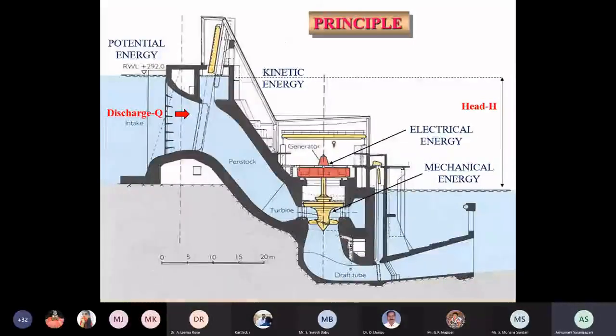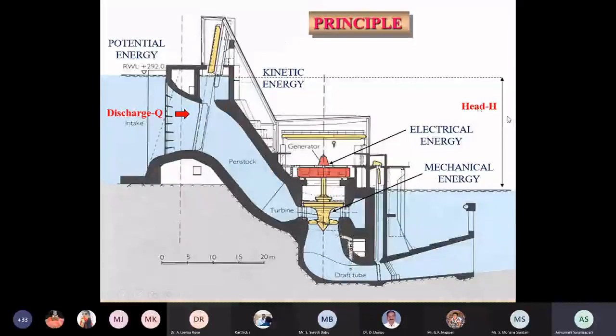Why? Because the velocity here will be more than 6 to 7 meters per second, which is very heavy, and that may erode the side walls of the penstock. So we provide steel material here, mostly steel. Head is nothing but the fall of water from a certain height to a bottom height. This height is measured as the head. This is a technical word which we will use.